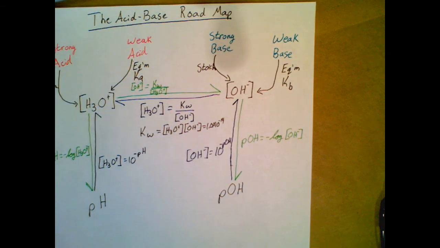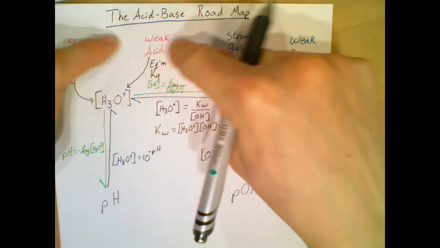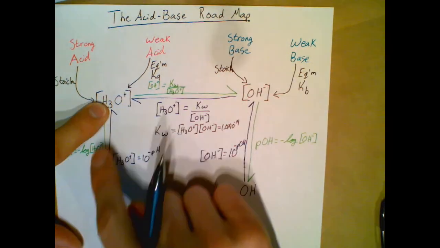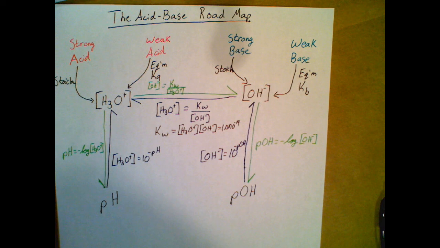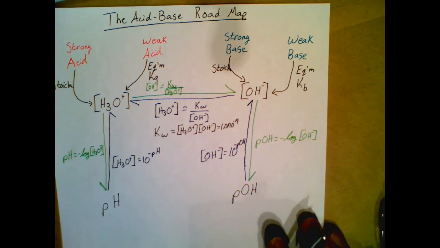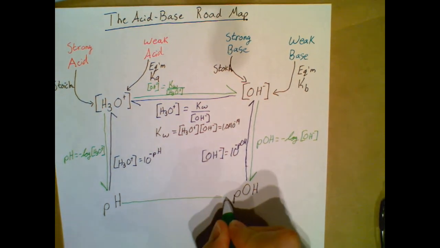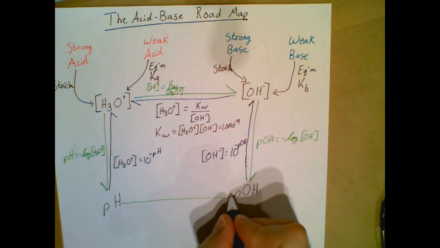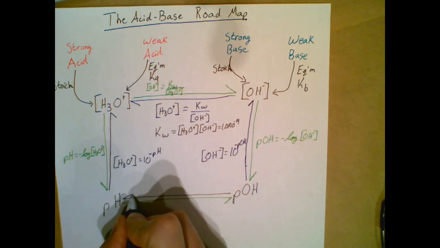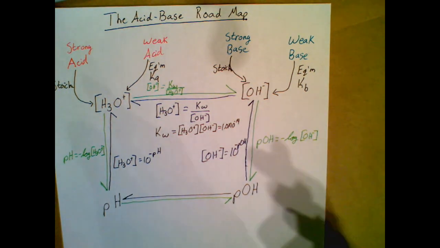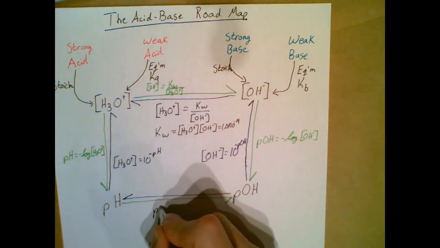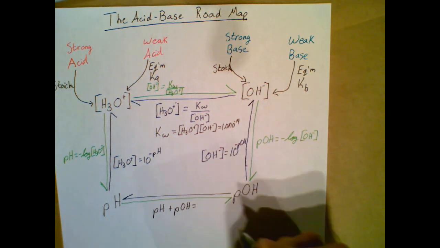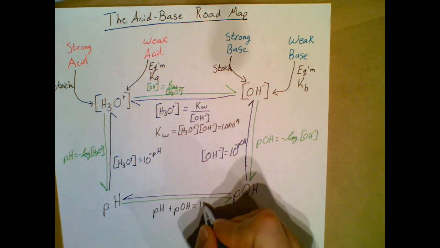Pretty good, hey? So now we know, let's say we're starting anywhere, we can get to a starting point in the map, and now we can start working our way around. But we're not finished yet, because if I know the pH, I can find the pOH. And if I know the pOH, I can find the pH. And how can I do this? Well, the pH in a solution added to the pOH in a solution is equal to 14.